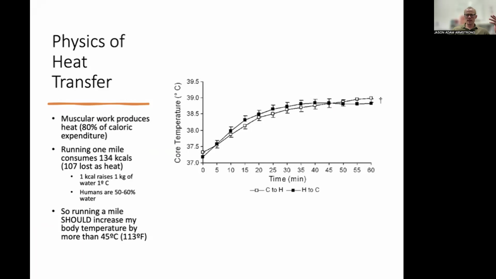And the definition of a calorie is that it raises 1 kilogram of water by 1 degree Celsius. Then if we account for the fact that humans are about 50 to 60% water, right, running a mile should increase my body temperature by about 45 degrees Celsius, but it doesn't. And we see that over here in this figure on the right. This was looking at 8 cyclists who were asked to complete as much work as they could in 60 minutes, right? So they're still working hard up here, but body temperature does sort of level out. Instead of increasing by 45 degrees Celsius, we see it increase by maybe as much as 2 degrees Celsius.